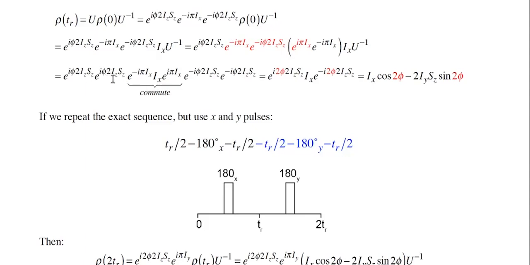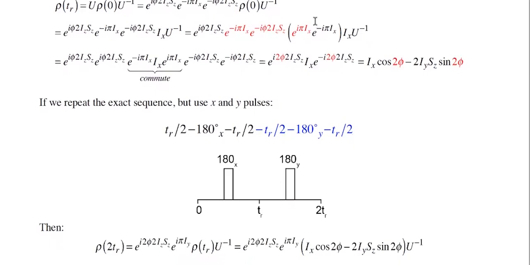That carries over to this point. I kept the original e to the I phi to IZSZ here, unchanged. And this term now is sign converted because of my triple product, causing a rotation on the original term. You see what's happening? I inserted a unitary operator in order to do a rotation on the spin Hamiltonian.